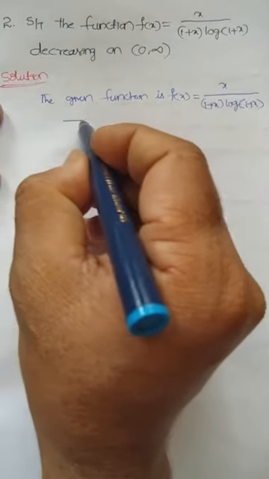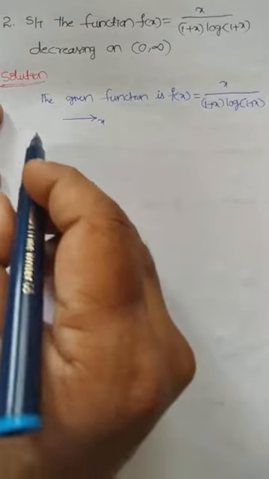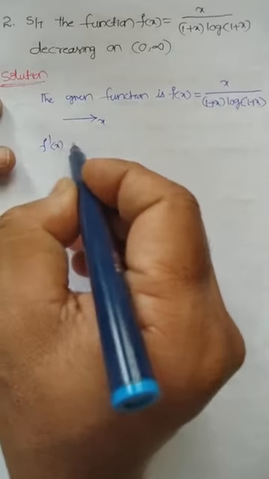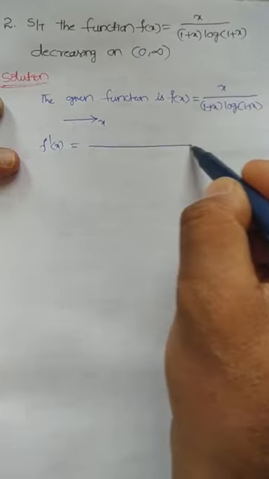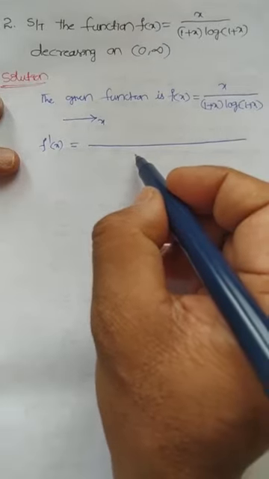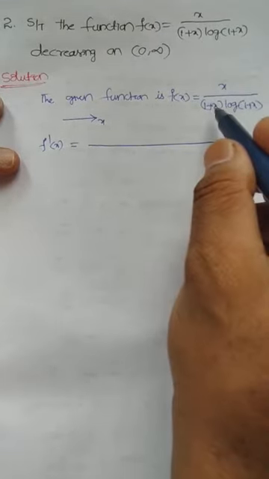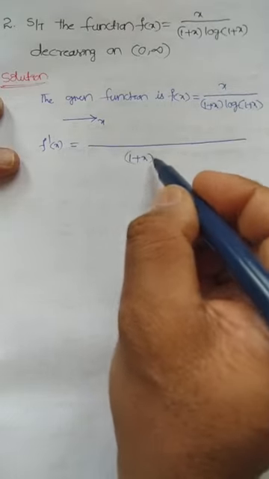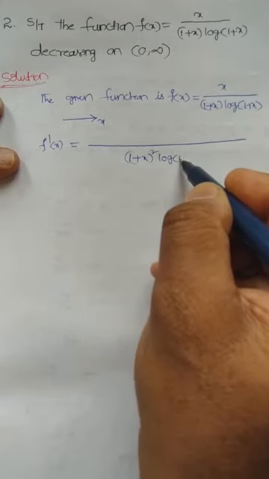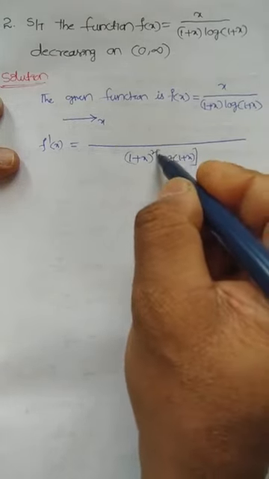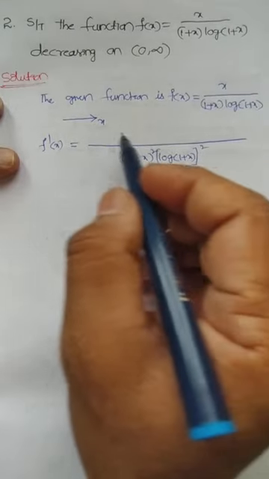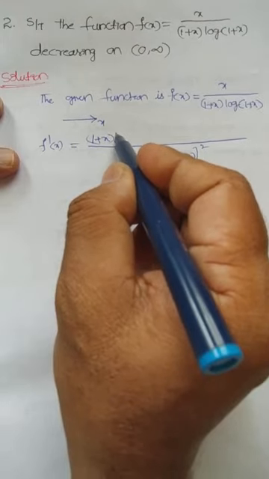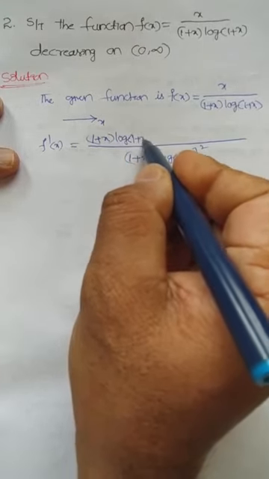So observe the derivative clearly. Differentiating the above function with respect to x on both sides, what would I get? F dash of x. In the denominator we get v square, so we have two terms: the square of this function and the square of that function. So (1 plus x) whole square into (log of 1 plus x) whole square. Now in the numerator, v remains the same: 1 plus x into log of 1 plus x.